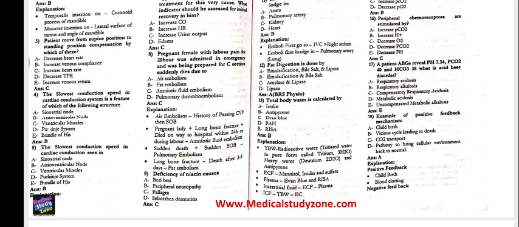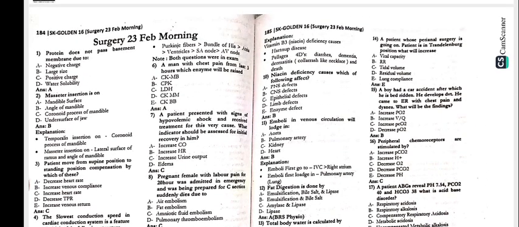Question number 8, the pregnant female with labor pain for 20 hours was admitted in the emergency and was being prepared for the C-section, suddenly dies due to Charlie, amniotic fluid embolism. 9, the deficiency of niacin causes Charlie, pellagra. 10, niacin deficiency causes which of the following effects, that is beta, CNS defects.